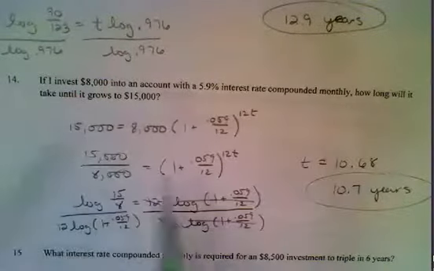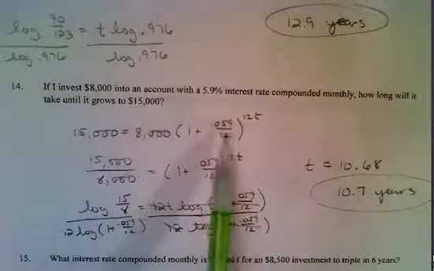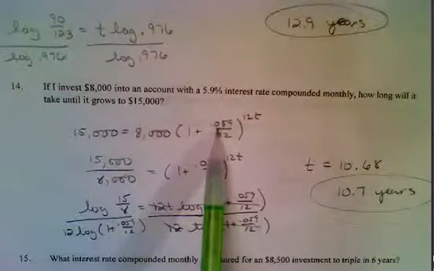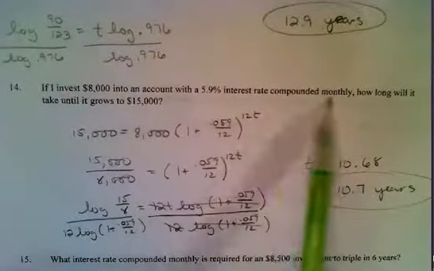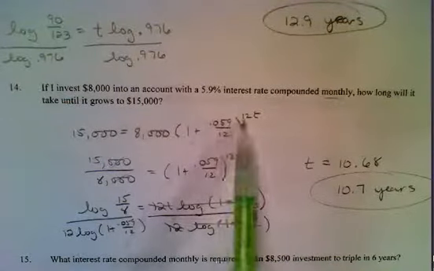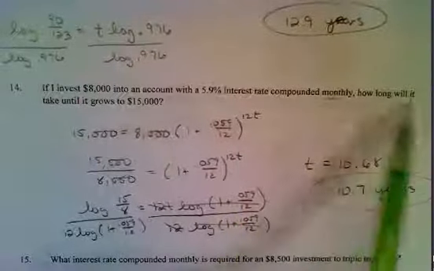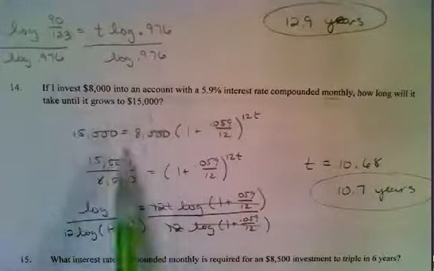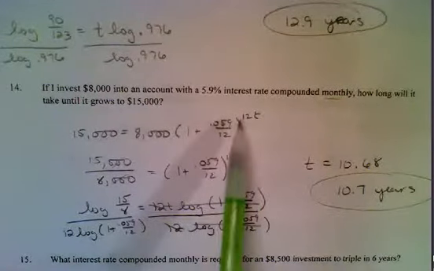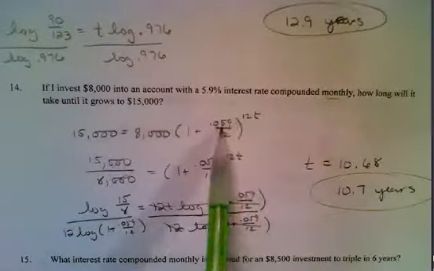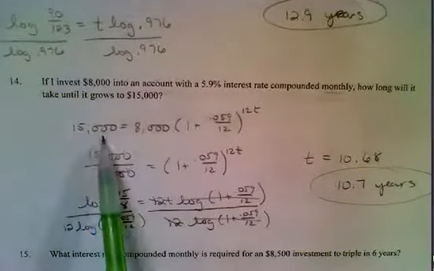With the first one, it says I invest $8,000, so that's how much I invest, at 5.9%, so that's 0.059 as my R value. It's compounded monthly, so K is 12. How long will it take until it grows to 15,000? So I have to solve for T. That's how much it's compounded monthly, that's my rate, my initial amount, and I want to know when it gets to 15,000.